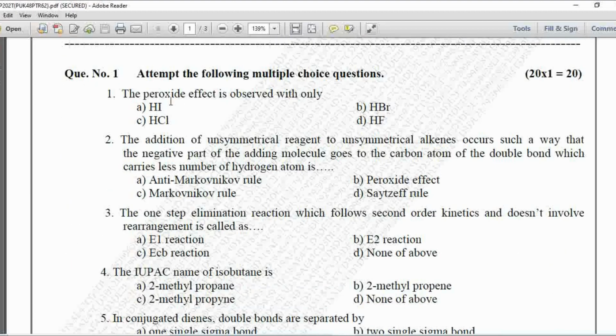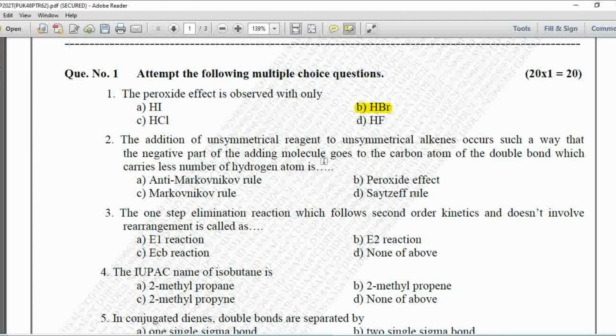This is MCQ number 1: the peroxide effect is observed with only, option A is HI, B is HBr, C is HCl and D is HF. So here the peroxide effect is observed only in case of HBr, that is hydrogen bromide. So this is the correct answer.